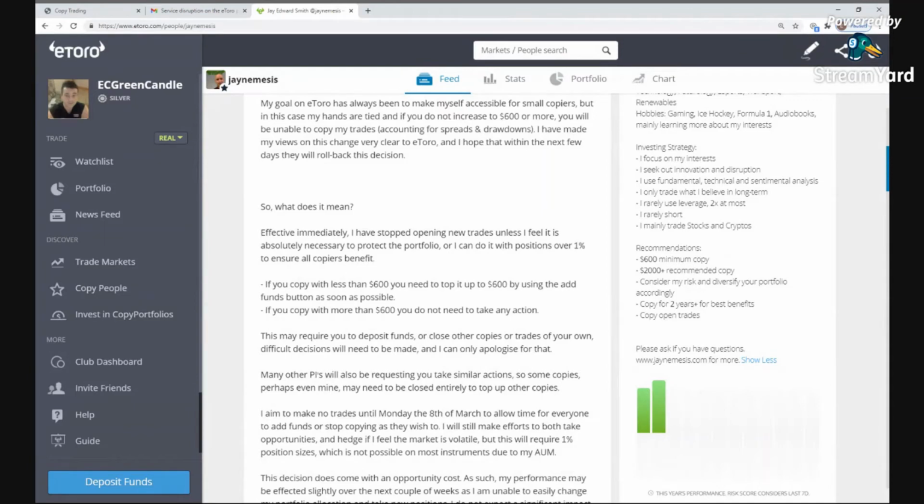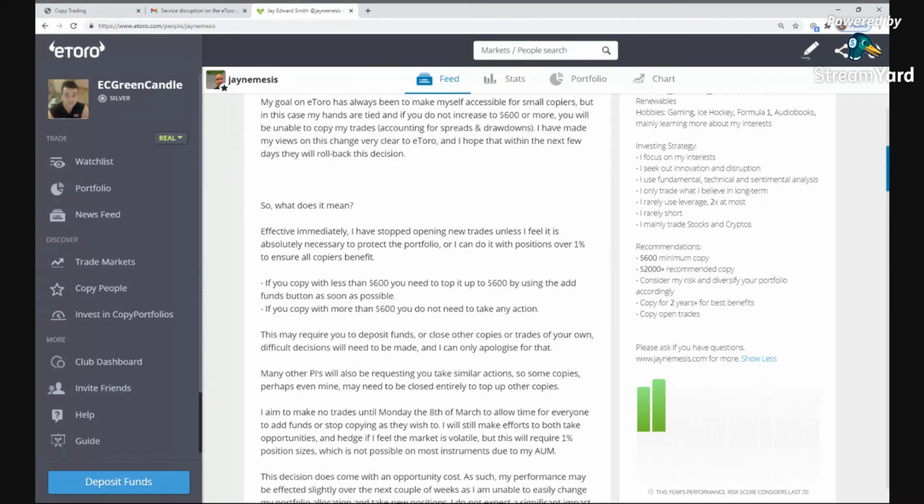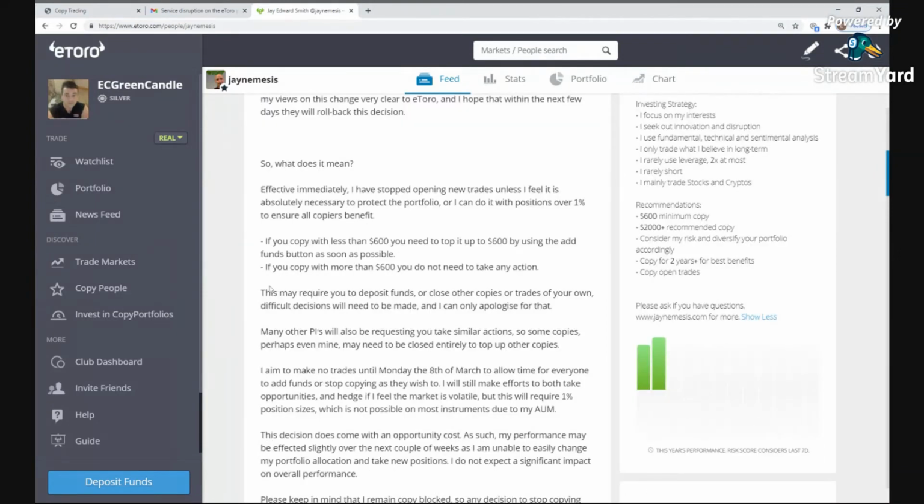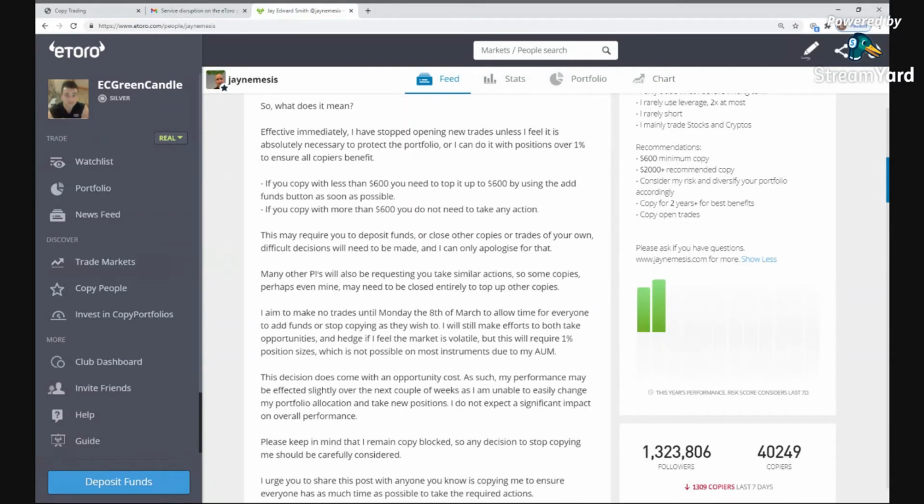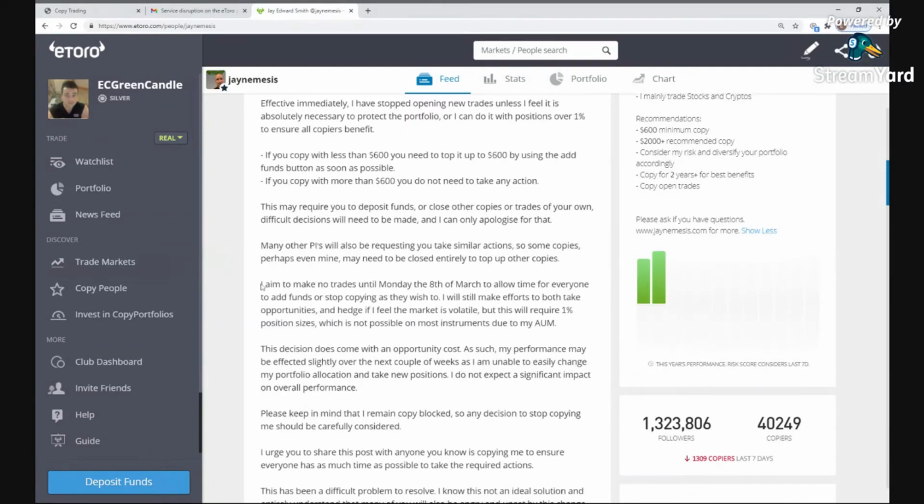Even if you don't have the $300, I would wait a while, because this could change. Okay, it's a temporary change, so maybe they'll upgrade their servers, etc. They might have more room once they clean up all this, maybe spam accounts on it, etc. But okay, so what you have to do is, JNemesis is not going to make any trades unless essential till the 8th of March, he said, and this is going to allow everyone to add funds or stop copying as they wish to.